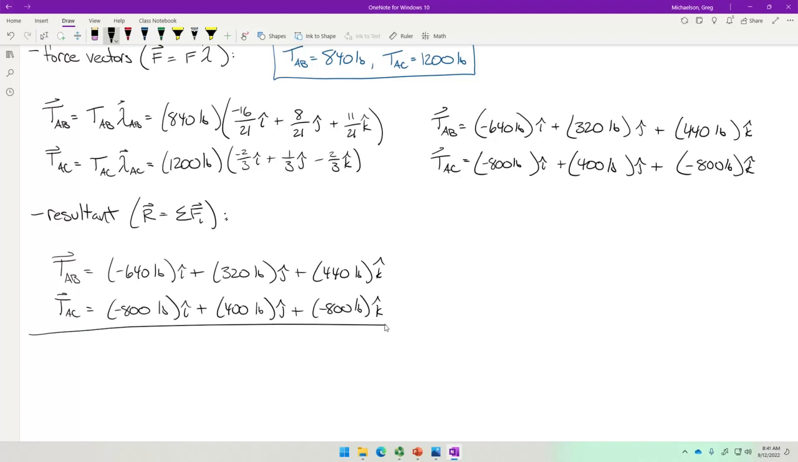Okay. And so all we're going to do is sum those up like we would any vector. So R is the sum of these vectors. And so we just add up each of the components. So we have a component times i. What do we have? We have negative 640 plus negative 800. So that's negative 1440 plus, okay, what about j? 320 and 400 makes 720. Plus, and here we've got 440, but then negative 800. So what is that? Negative 360? Did I do that right?